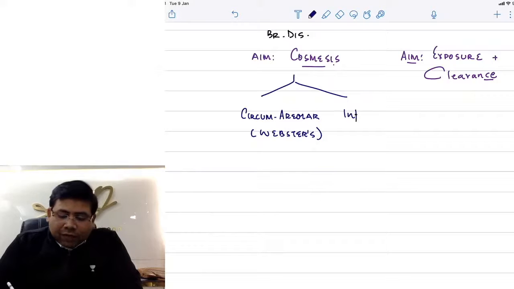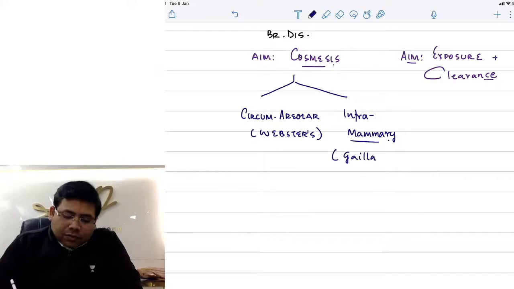We also have the inframammary incision. When we talk about the inframammary incision, what is that? There is an incision which is known as the Gallard-Thomas incision. So this is very, very, very important.